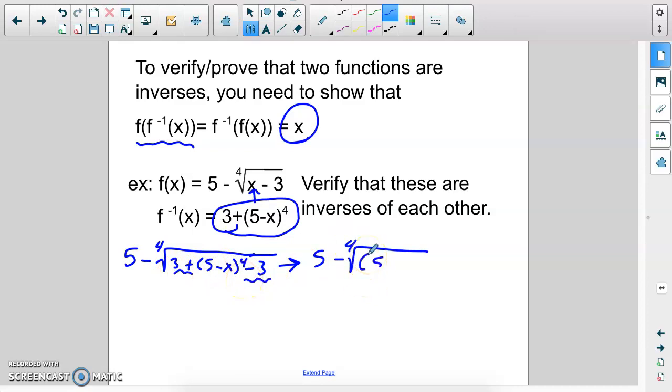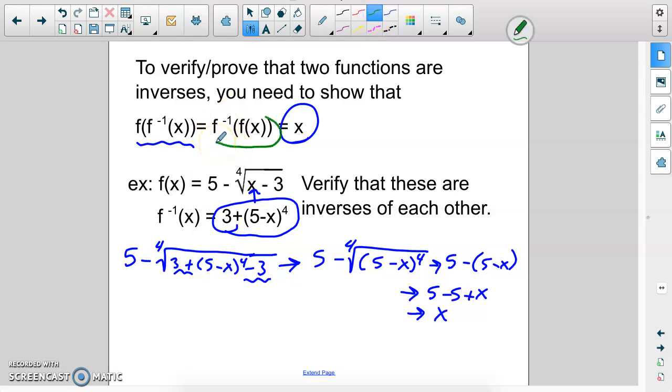So we have 5 minus the 4th root, and inside this 3 and this -3 can add up to 0. So then we just have 5 minus x to the 4th, and the 4th root of a power simplifies to just the first power. And then the parentheses, we distribute that negative, and 5 minus 5 is 0, so it simplifies down to x. Now let's do it in the other direction.